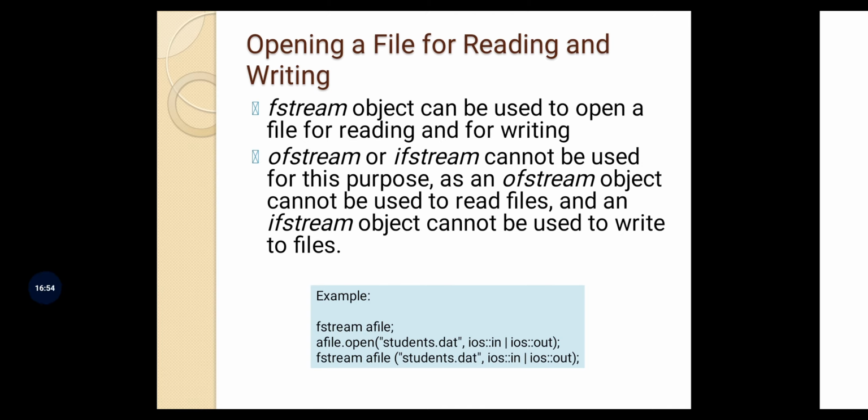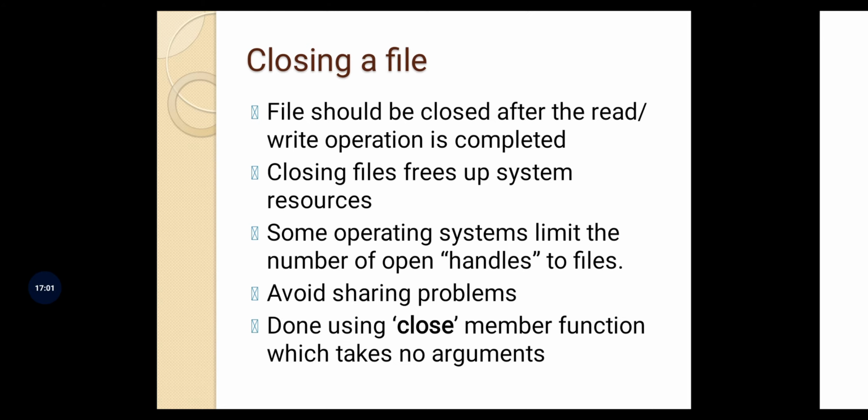Okay, and the last part, once you open a file and you perform the operations, we need to go and close the file. So the file should be closed after the read or write operations is completed. The closing of the files frees up the system resources. We've discussed this in the previous video, and it will also help in avoiding the sharing problems. And how we can close a file: there is a member function called as close, which takes no argument. So what we need to do is we need to invoke this member function using the objects that we created, objects of the file stream class.